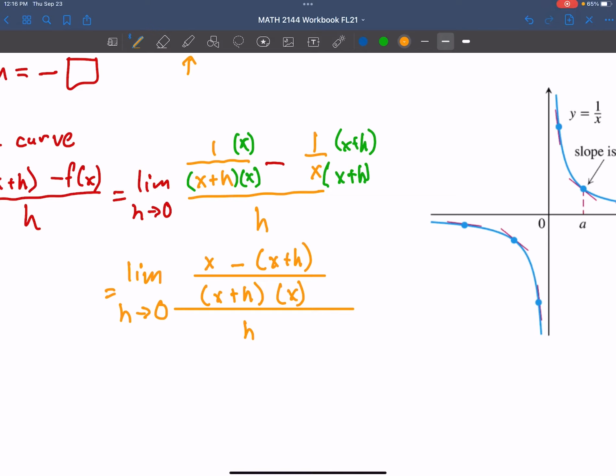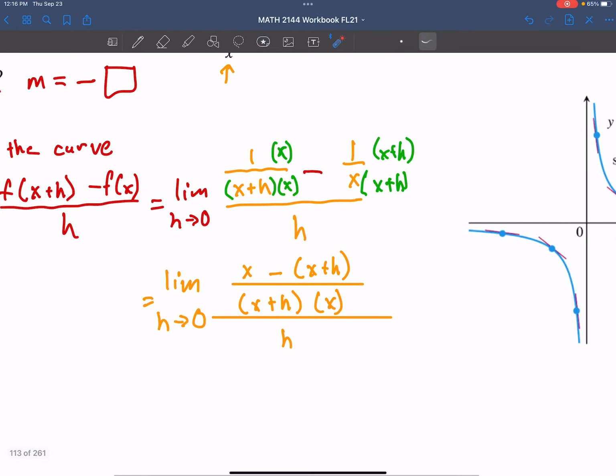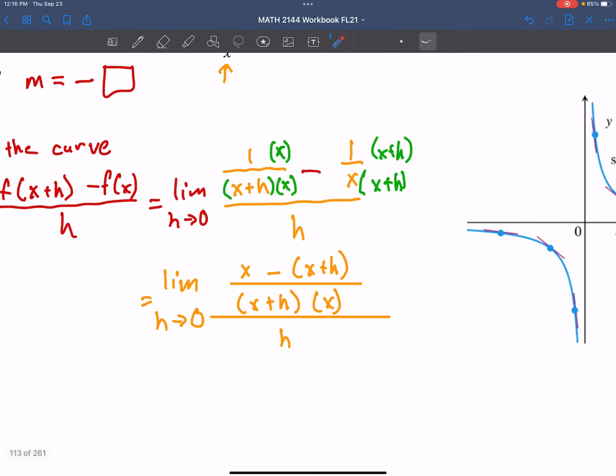Say again? It won't just be 0 because, and again, maybe you thought about plugging in 0 initially, because if you plugged in 0, you would have 1 over x minus 1 over x over 0. You're plugging in for h, careful, you're not plugging in x here. You're plugging in the h as your variable.